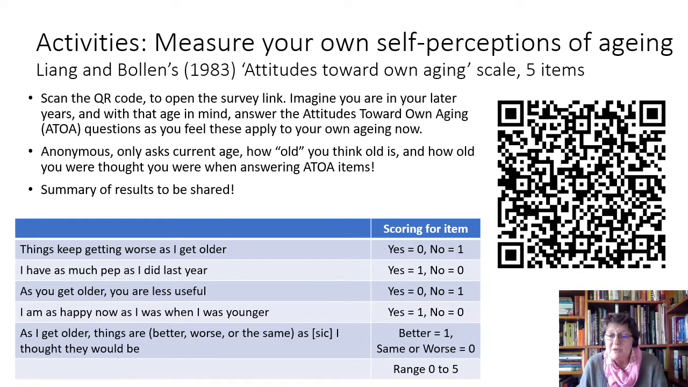So what I want you to do is measure your own self-perceptions of aging. So we've primed you now, we've thought about aging, we've thought about our role models, the people we know, all those sorts of things. Now, imagine you are in your later years and you're now old yourself. With that in mind, answer the attitudes towards own aging questions as though you feel that your aged self. So scan the code, answer the questions.